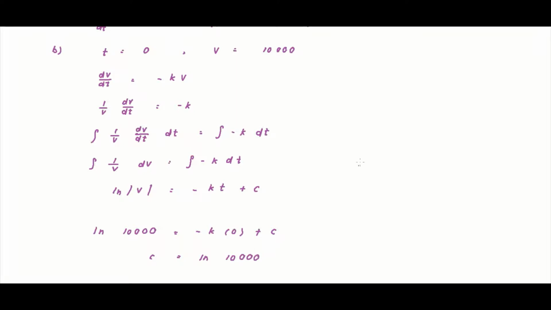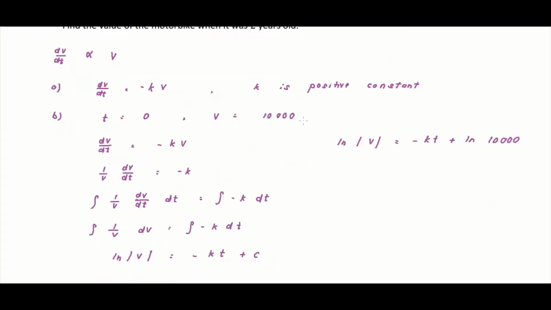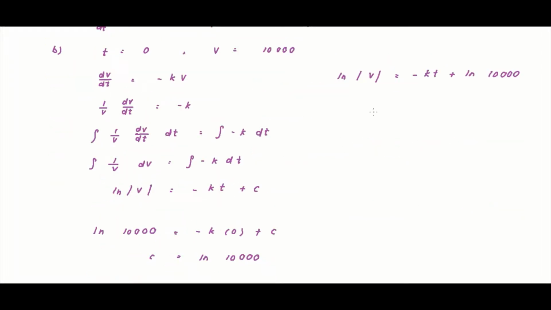Now let us rewrite it back into the equation. So we have ln v equals negative kt plus ln 10,000. You will realize that you still have a constant k here which you haven't solved yet, but in this question they only give you one piece of information which allows you to find c. When you look back at the question, the equation that they want you to show is in terms of k and t as well. So you can leave your k there. Now we continue to move on from there.